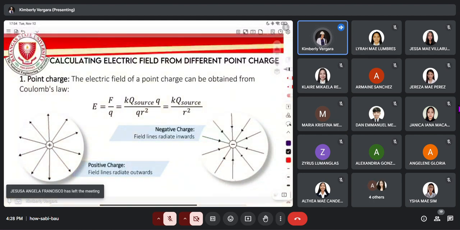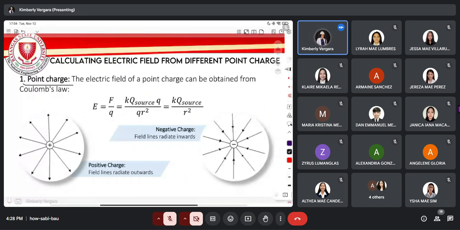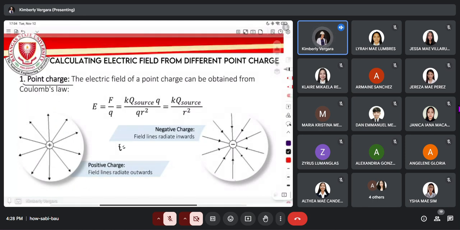So we have the formula for calculating electric field from different point charges. First we have the point charge. The electric field of a point charge can be obtained from Coulomb's law. Di ba po, E is equal to force over Q. And then ang force po natin, maalala po ninyo, is k Q1 Q2 over r squared, all over Q. Cancel lang natin, magiging kQ over r squared.